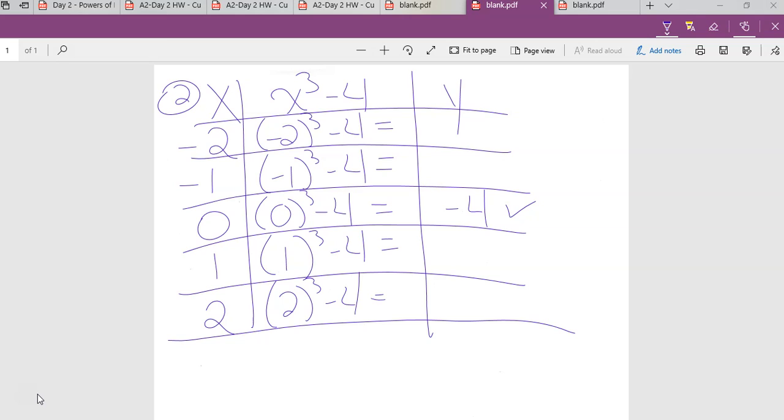Negative 2 to the third power is going to be a negative 8. Negative 8 minus 4 more is negative 12. I can already tell that that point won't fit on my graph. Negative 1 to the third power is negative 1. Minus 4 more is negative 5. That point will fit. 1 to the third power is 1. 1 minus 4 is negative 3. 2 to the third power is 8. 8 minus 4 is 4. So these points mostly should all fit, except for maybe the very first one, which is a little too big.